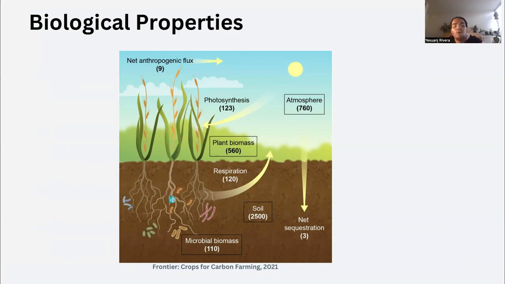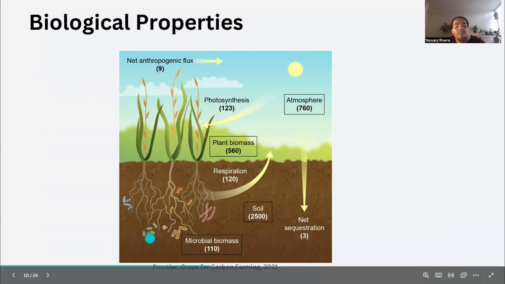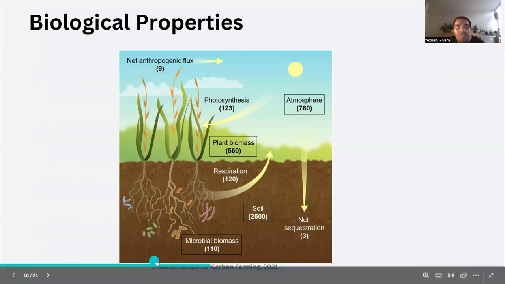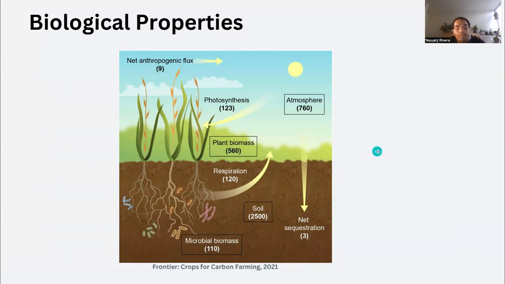So this is known as carbon sequestration, and this is a very important aspect of the underground soil ecosystem, which many people tend to not focus on. So we see that there's an interaction between the microbial biomass and the plant biomass, and this retains carbon, which is important to climate mitigation.